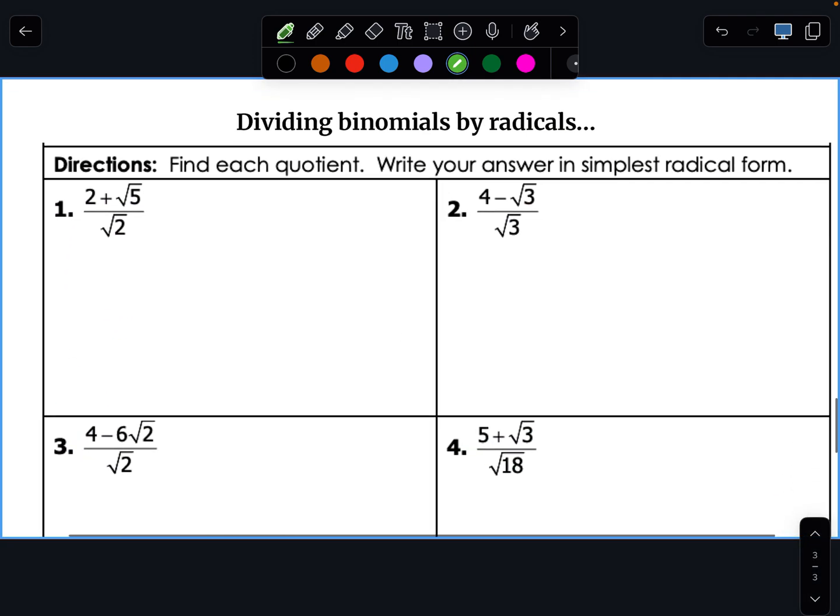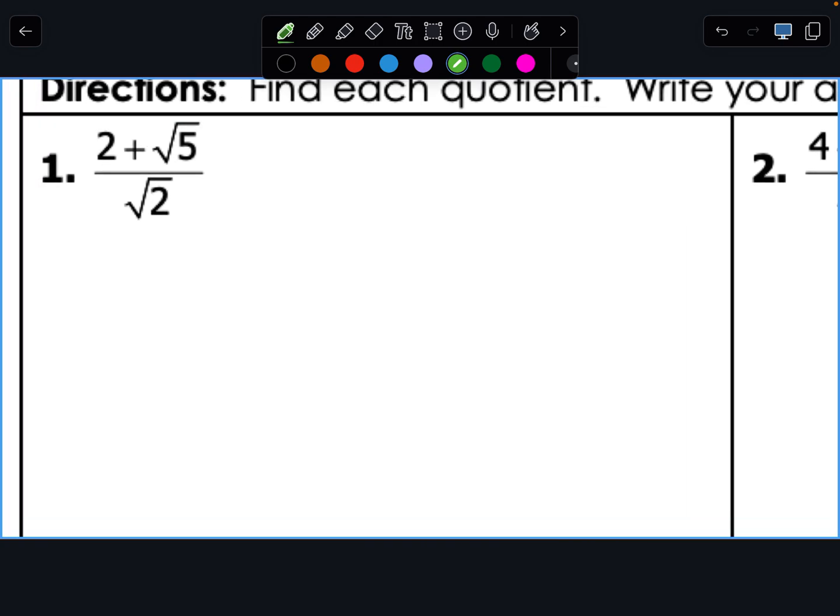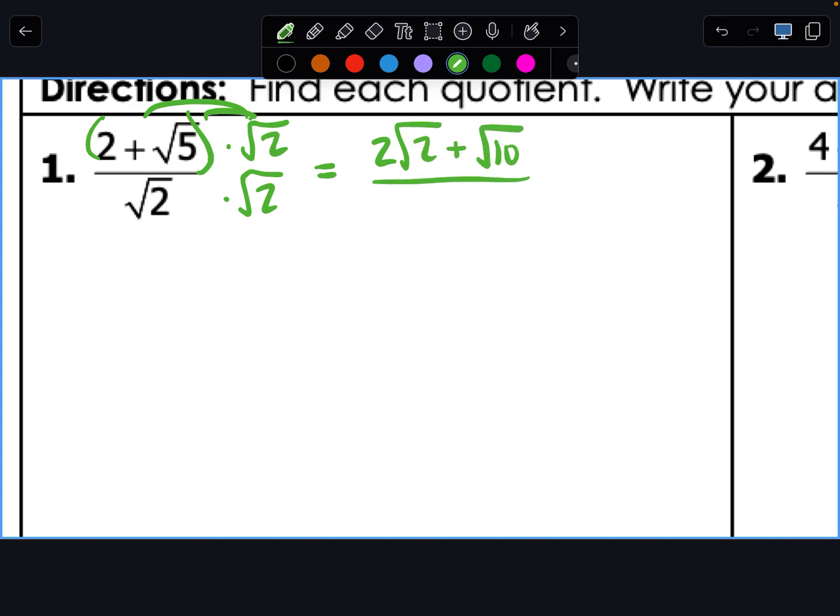All right. Back side. What happens when I divide binomials by radicals? So multiple terms by radicals. We're going to follow exactly the same process, but when we multiply the top and bottom by the denominator's radical, we're going to have to distribute on top. Number 1, what do I need to multiply by to rationalize this denominator? Square root of 2. On the top, I have this binomial times root 2, which means I have to distribute that root 2 to both of these, which gives me 2 root 2 plus root 10 over 2.